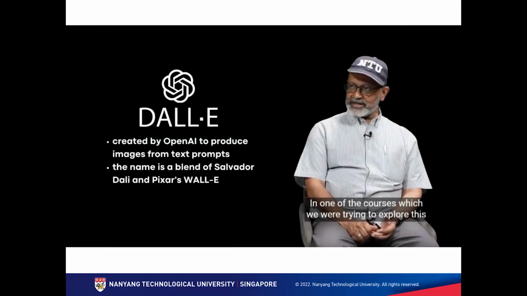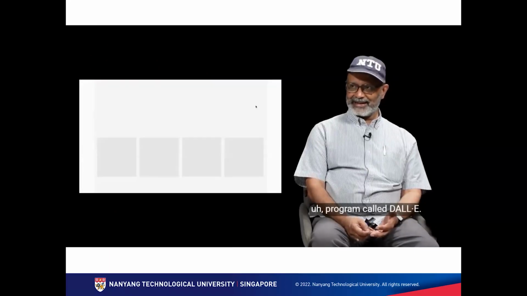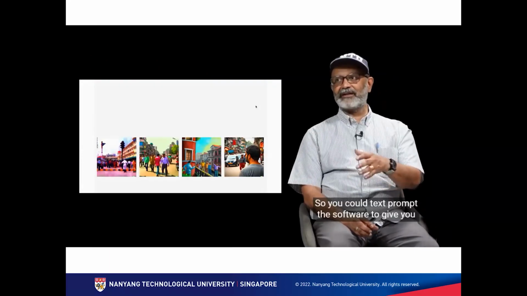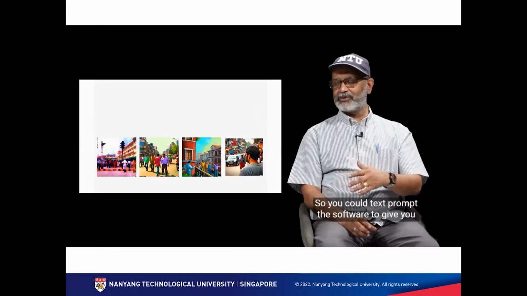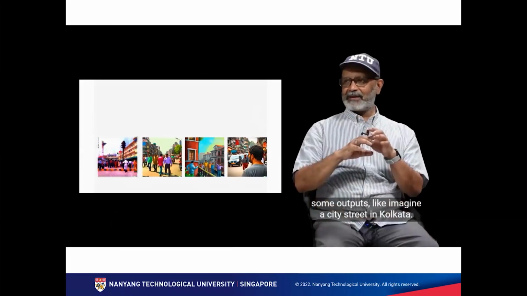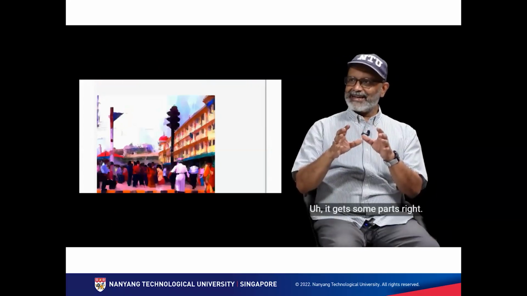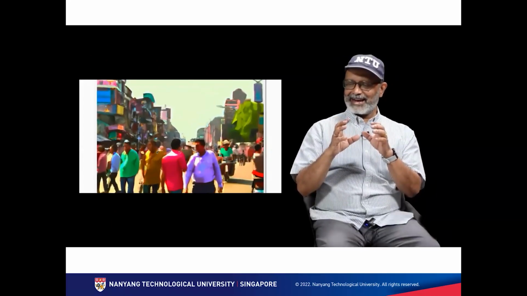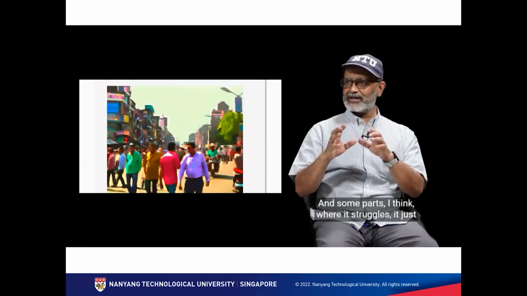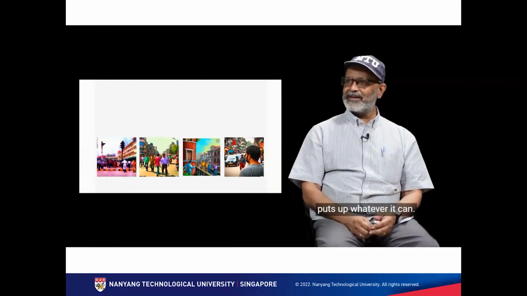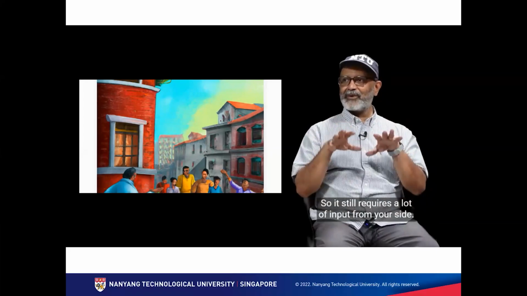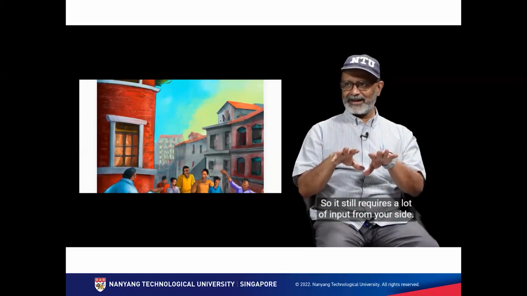In one of the courses, we were trying to explore this program called DALL-E. So you could text prompt the software to give you some outputs. Like, imagine a city street in Kolkata. It gets some parts right, and some parts, I think where it struggles, it just puts up whatever it can. So it still requires a lot of input from your side.